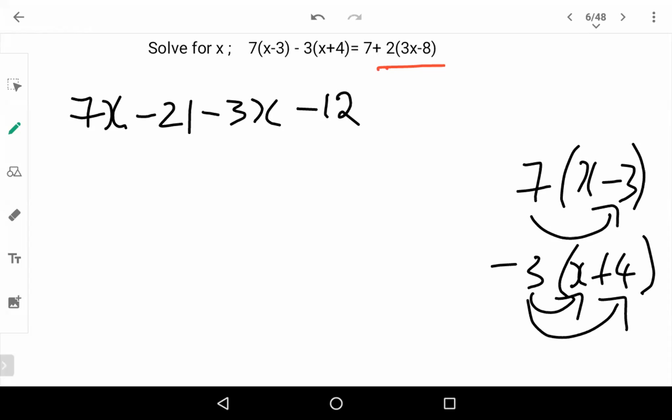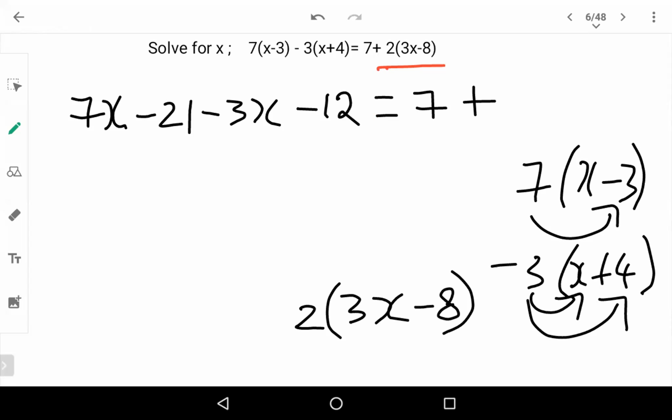3 4s are 12, but minus sign will remain, is equal to 7 plus, onto the other side also you have the expressions with bracket. So 2 into 3x minus 8. So 2 into 3x will be 2 3s are 6 and x will be there. Then 2 into minus 8.